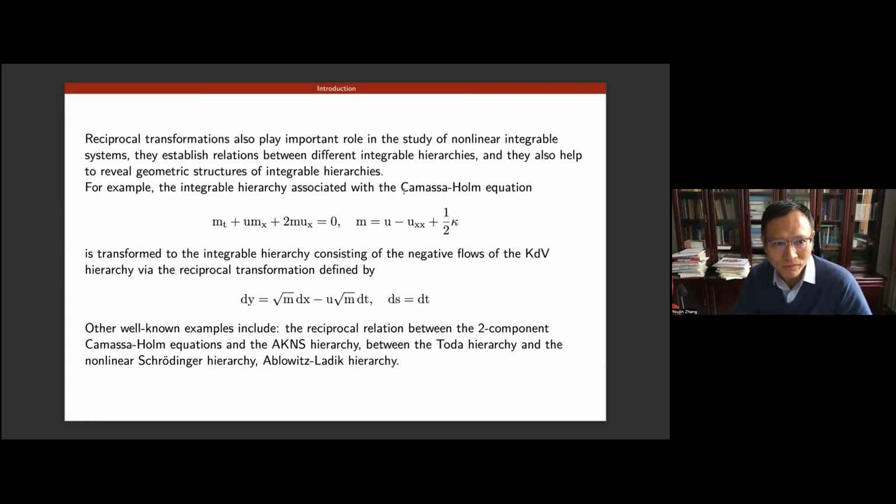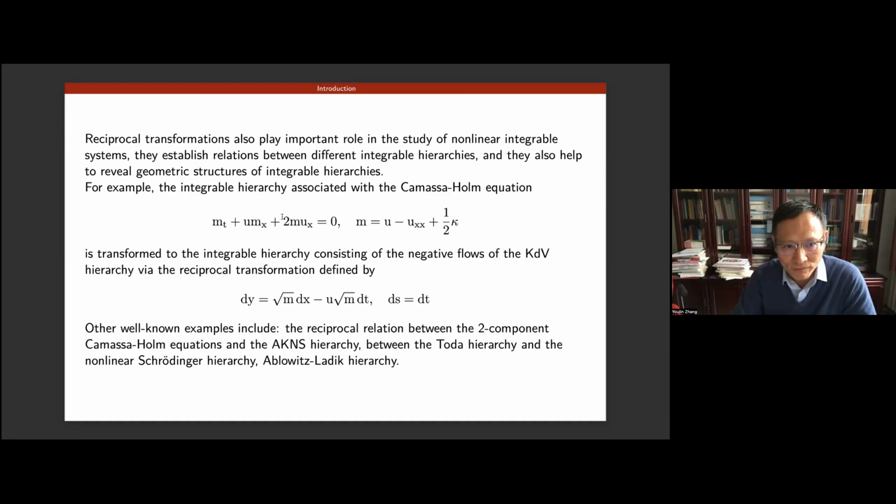So, for example, a well-known relation of this kind is given by the Camassa-Holm equation. This is the well-known shallow water wave equation in soliton theory. This equation has a conservation law given by this, and if we perform the transformation, we can introduce a new spatial variable y in terms of this relation and keep the time variable fixed.